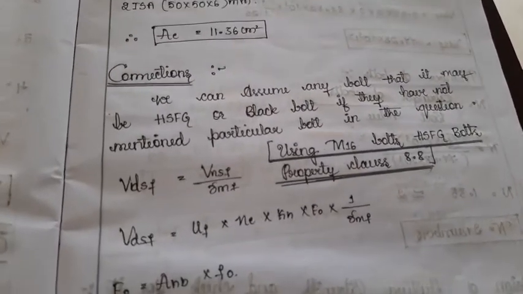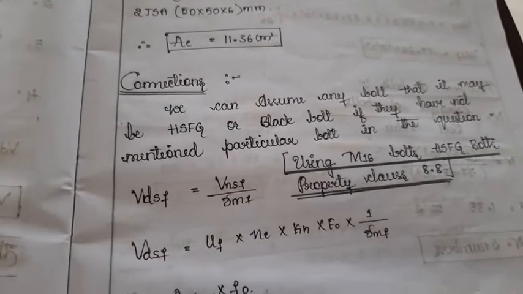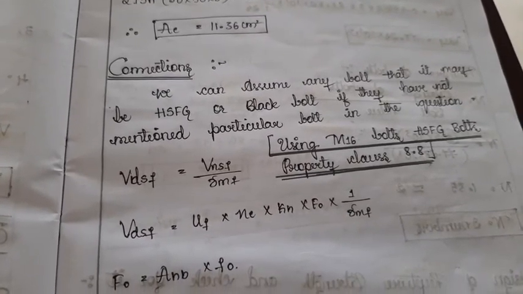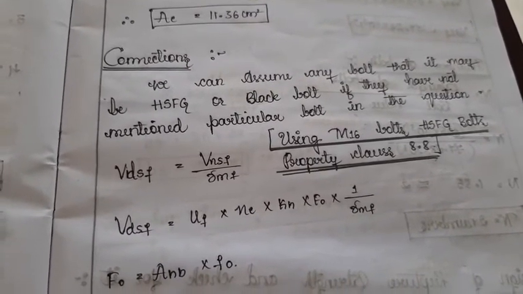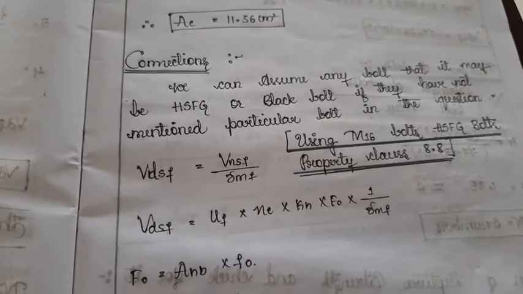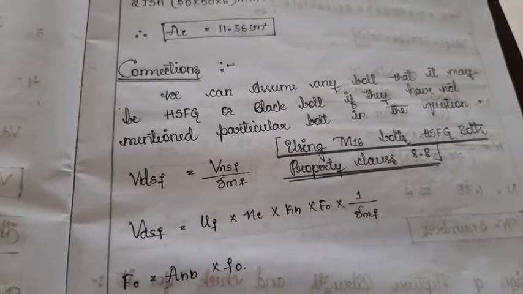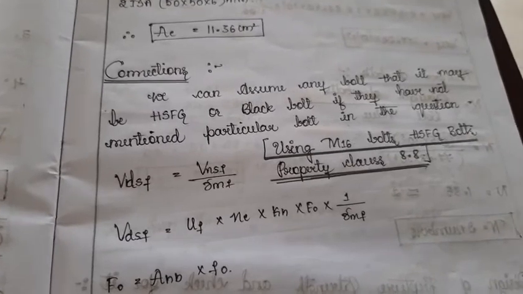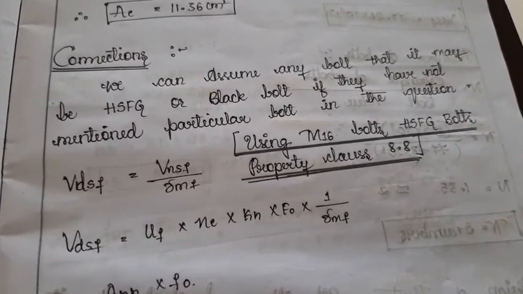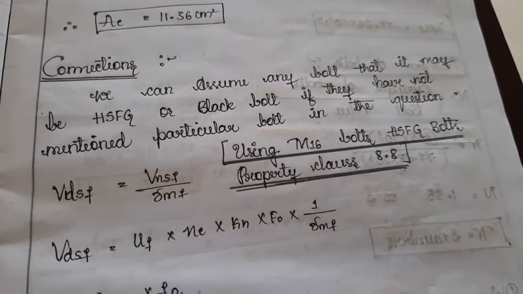So for that formula, when you calculate your HSFG bolts, you have a formula VDSF equals VNSF by gamma MF. So that is there in your code book also. So check out that code book. So using this M16 bolts, this is all your assumptions, whatever we have written here, no? So that is all, everything is assumption.